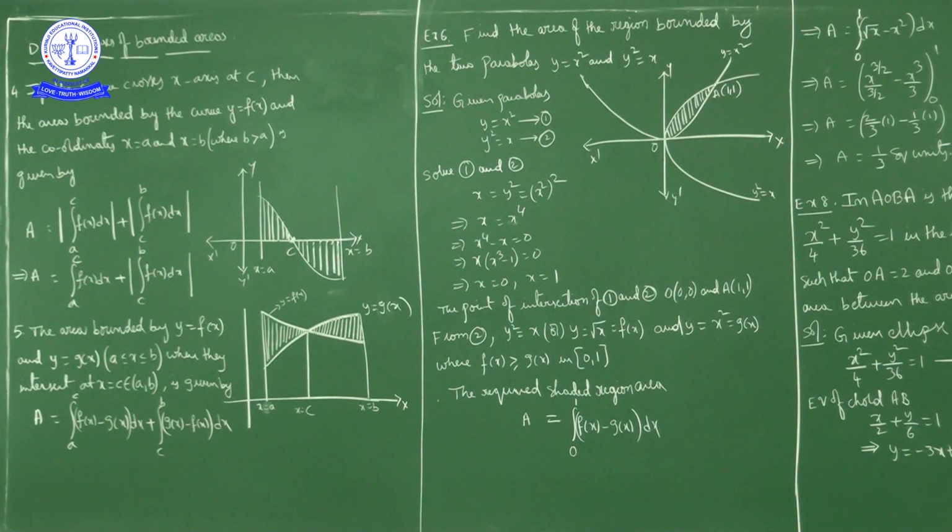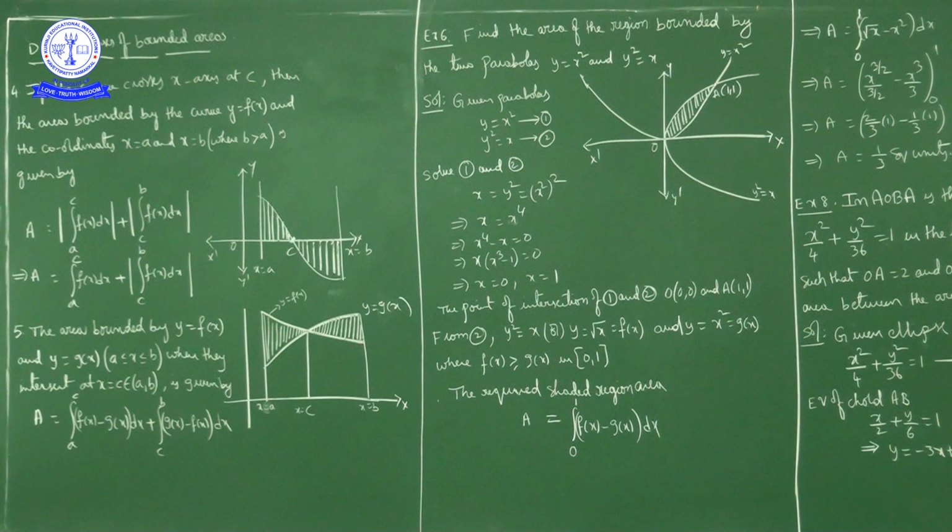Okay, the area bounded by the curve y is equal to f of x and y is equal to g of x, when they intersect at c, is given by: from a to c, f of x is the upper curve and g of x is the lower curve, so integral a to c upper curve minus lower curve, that is f of x minus g of x dx, plus integral c to b, in which g of x is the upper curve and f of x is the lower curve, so g of x minus f of x dx. Okay, this is the formula. These are 5 important cases.